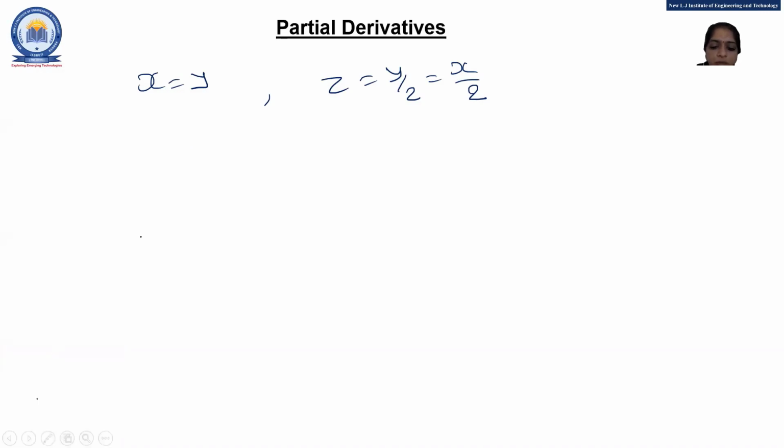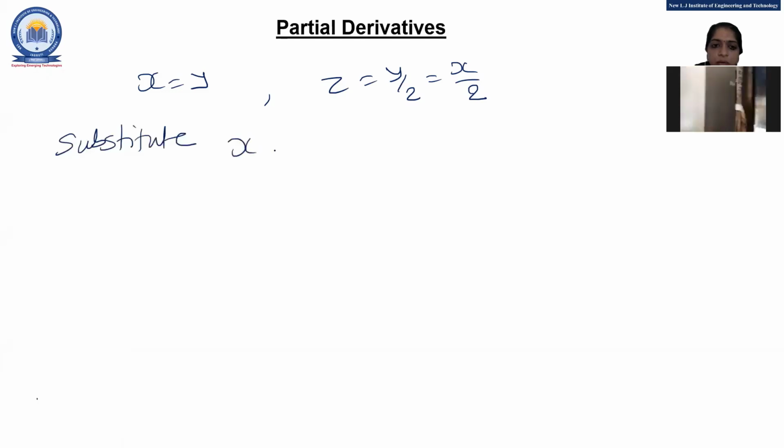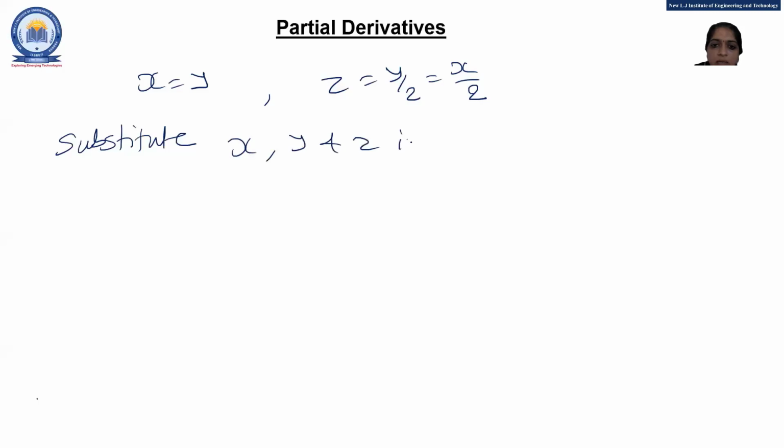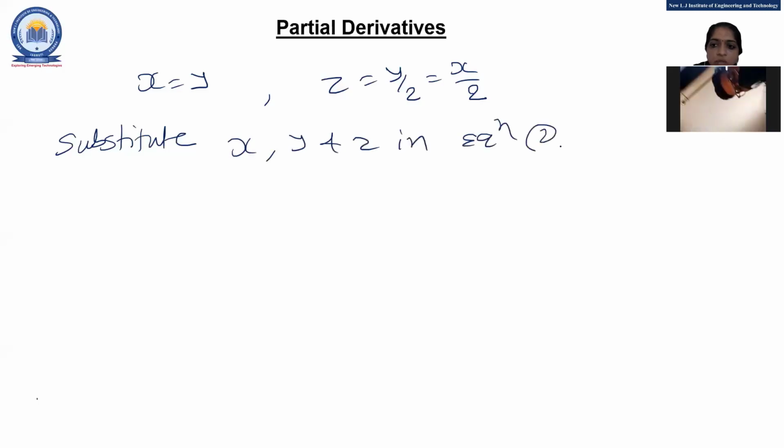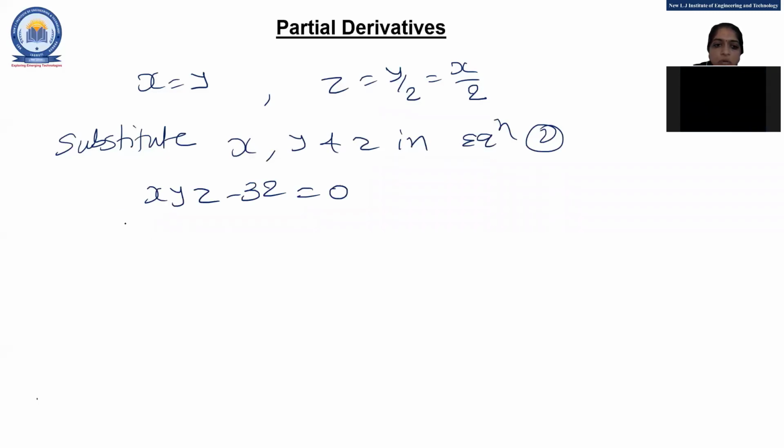Now we want to find the minimum value, right? That is, what is our constraint? We want to find the volume, that is, substitute x, y and z in equation 2. Here x, y, z minus 32 equal to 0. So the x keep it same, y is x, z is x by 2. I keep 32 on the right hand side.